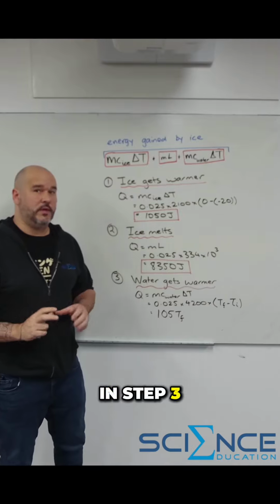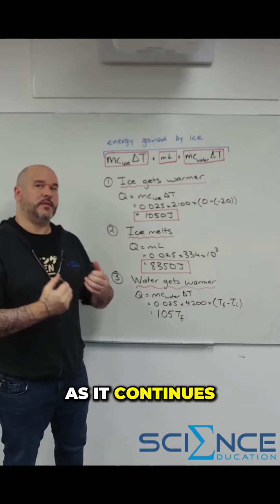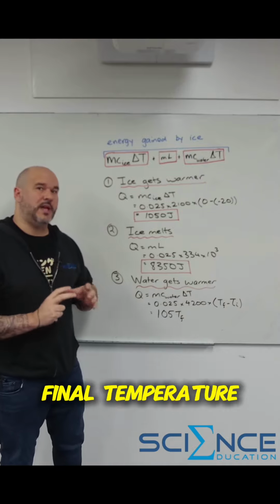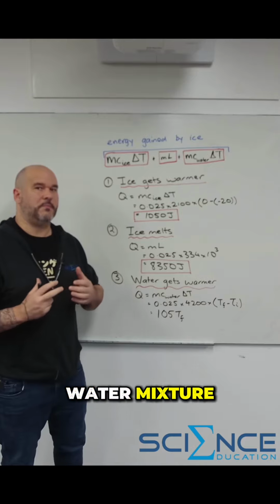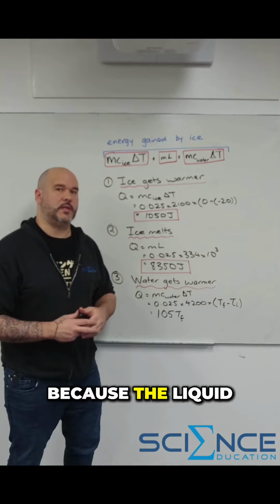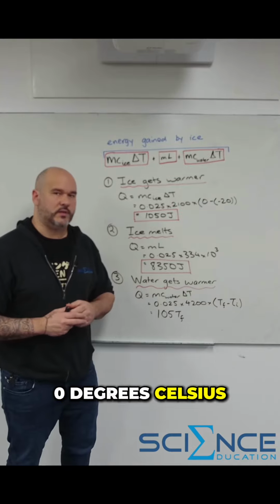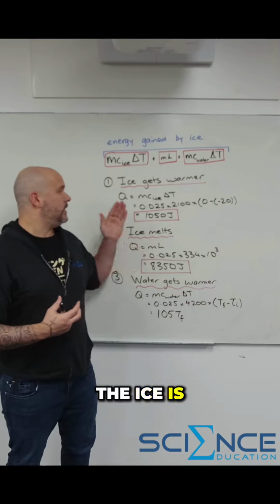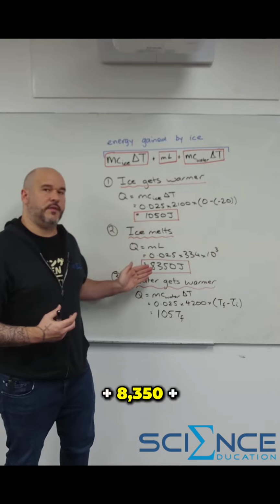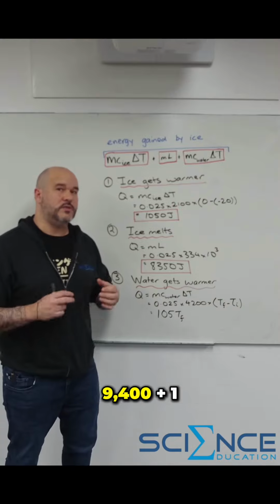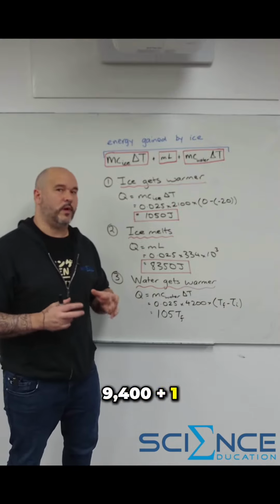In step 3, the liquid water now warms up as it continues to absorb energy from the soup. What we need to solve for is the final temperature of this soup water mixture. Do keep in mind in this step my Ti is actually 0 because the liquid water starts from 0 degrees Celsius. So the expression for the total energy absorbed by the ice is 1050 plus 8350 plus 105 TF, which gives us 9400 plus 105 TF.